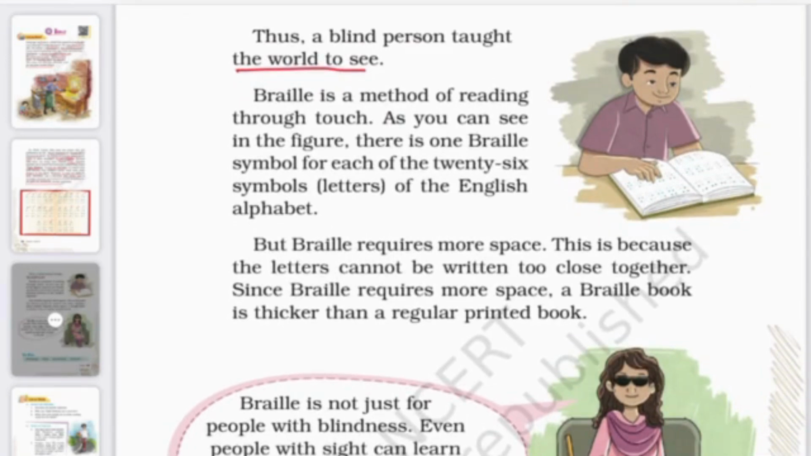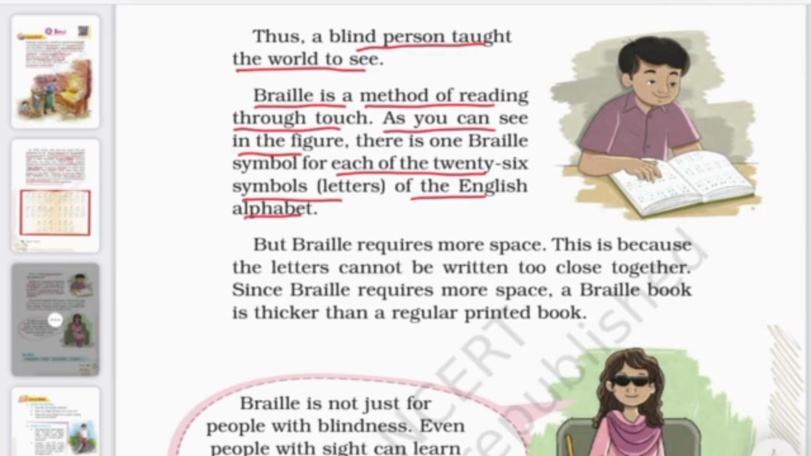Using this Braille alphabet, a blind person can teach the world to see. Braille is a method of reading through touch. Through the touch method we can identify the letters. As you can see in the picture, there is one Braille symbol for each of the 26 letters of the English alphabet.